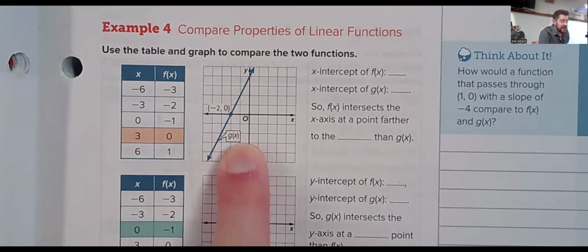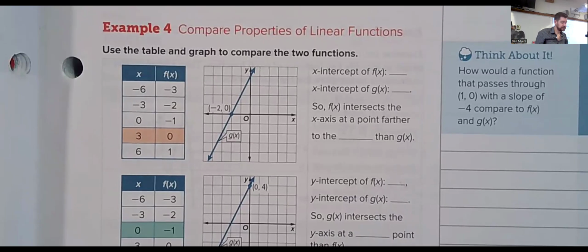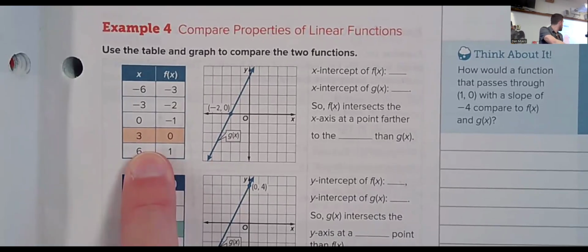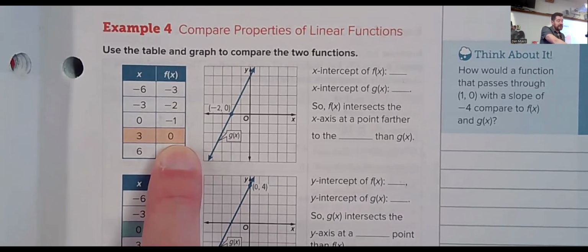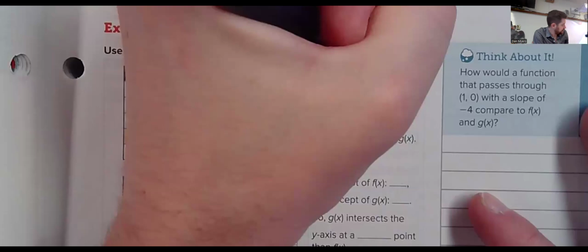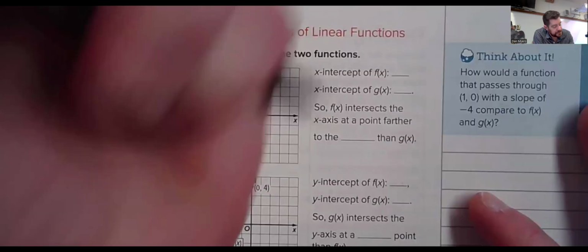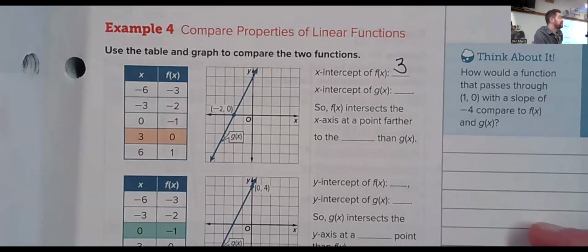Okay. The x-intercept of f of x, an x-intercept is when you have a y value of 0, so it's highlighting it for us. The x-intercept is 3 for f of x. However, on g of x, the x-intercept is where? Where does it cross the x-axis?